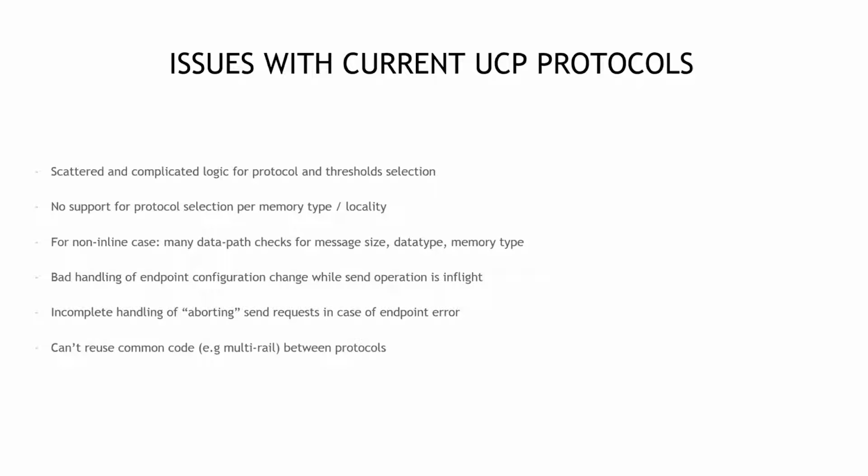In addition, we saw cases where we need to change the endpoint configuration during runtime. For example, when we initialize connections, we might want to start with a small subset of transports and then progress and change to the real set of transports if we exchange additional information. And this is not really possible today because the request would basically fail.